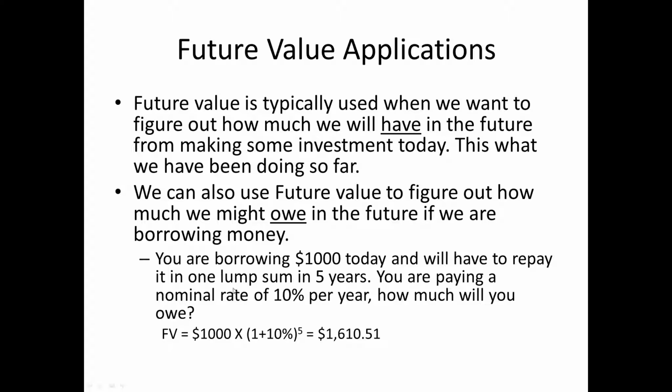So again, it's not any different than the how much will we have investment problem, except that you're having to pay money instead of receive it. It's still $1,000 times 1 plus the periodic rate, raised to the number of periods. And so you'll owe $1,610.51 in 5 years. And again, you can solve that using the exact same future value formulas that we have. And so it's just a different context. It's the exact same math as how much would we have if we invested. Okay, just a different context.